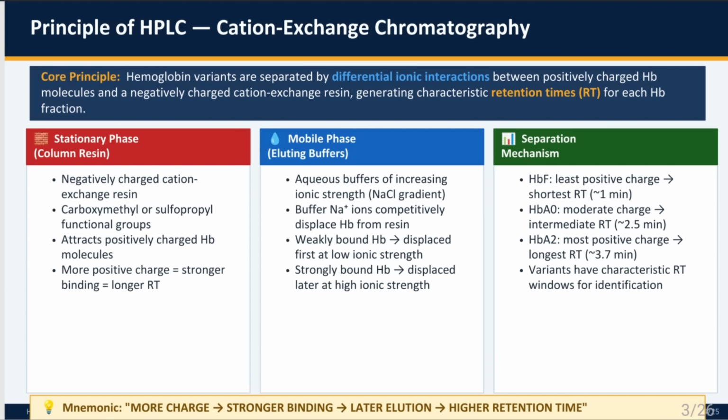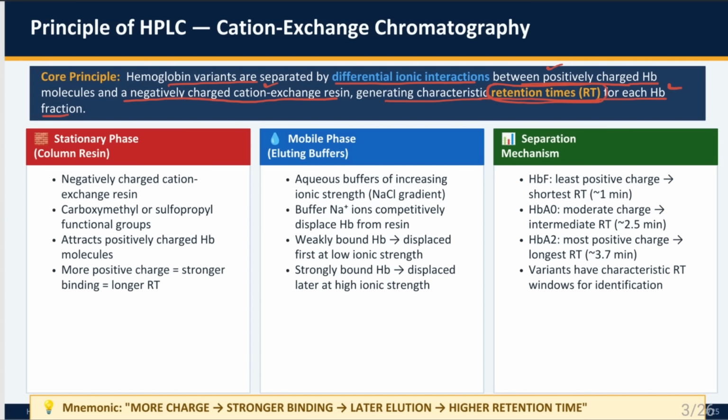The core principle of this technique is that the hemoglobin variants are separated by differential ionic interactions between the positive charge which is present on hemoglobin due to the presence of amino acids, and a negatively charged cation exchange resin. This is present in the HPLC column. These interactions generate characteristic retention times for each hemoglobin fraction. The retention time is a characteristic for each hemoglobin fraction. We will discuss the retention time later in our video.